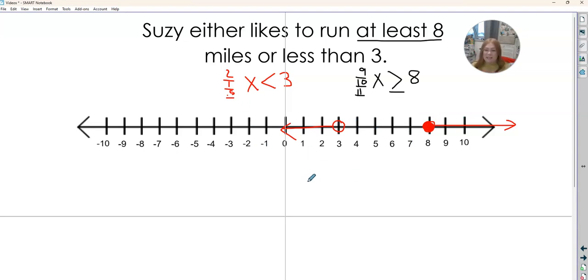So now if we write this inequality, we're comparing 8 to X and we're comparing X to 3. So this one just comes in the order it was. X is greater than or equal to 8. This one we're going to flip it around, right? X is less, so X is less than 3. So X is less than 3. X is greater than or equal to 8. So just start at the variable, read it forward, read it backwards.